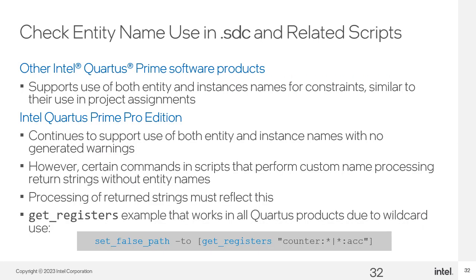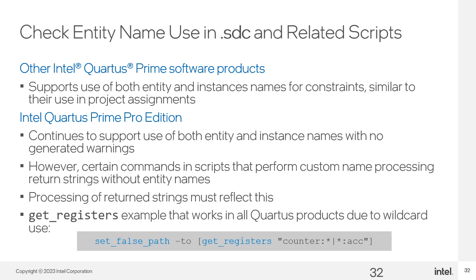Along with QSF assignments, timing constraints stored in SDC files may require adjustments as well. In Intel Quartus Prime software products other than the Pro Edition, timing constraints support the use of both the entity and instance names as the name of a target, similar to their use in the QSF file. Unlike with the QSF file, there are no issues and no warnings generated by the tool if entity and instance names are used in an SDC file for a Pro Edition project.